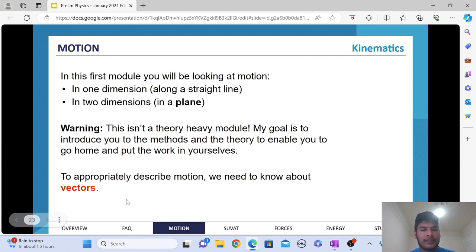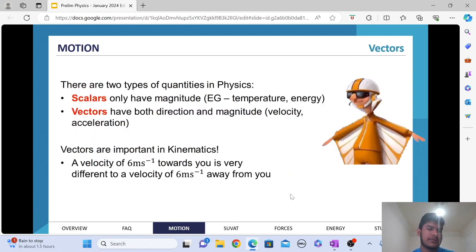To appropriately describe motion, we need to know about vectors. Now there are two types of quantities in physics. There are scalars, which have only magnitude, and there are vectors, which have both direction and magnitude. Vectors are very important in kinematics because a lot of quantities which you deal with in kinematics are vectors. So you've got velocity, acceleration, displacement, they're all vectors. But first, let's talk about what a vector is.